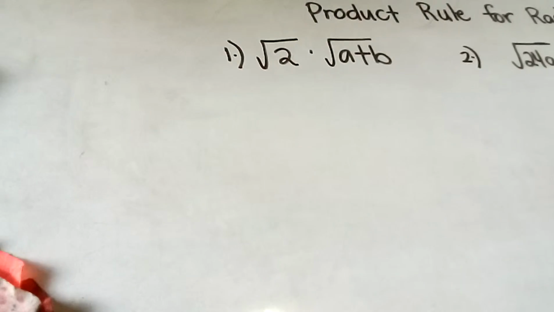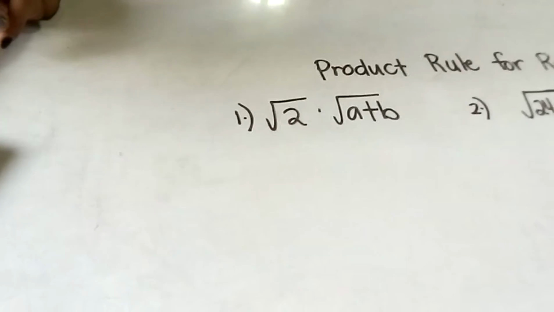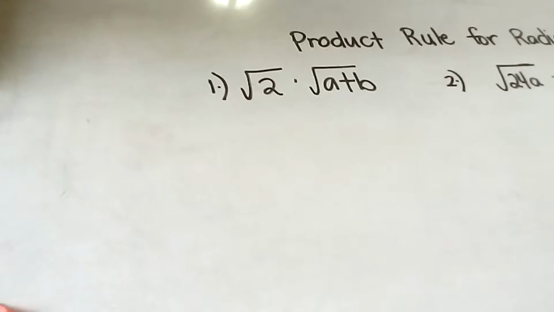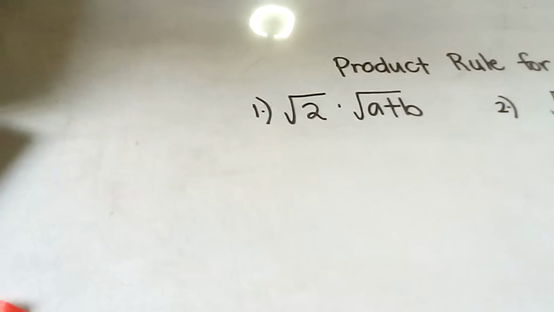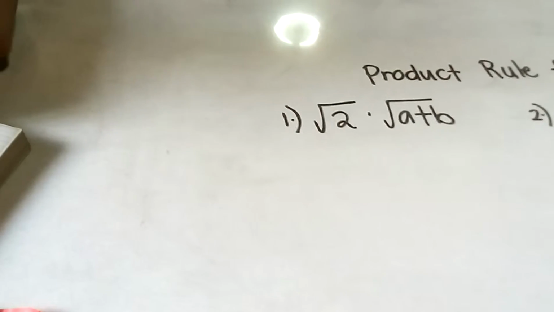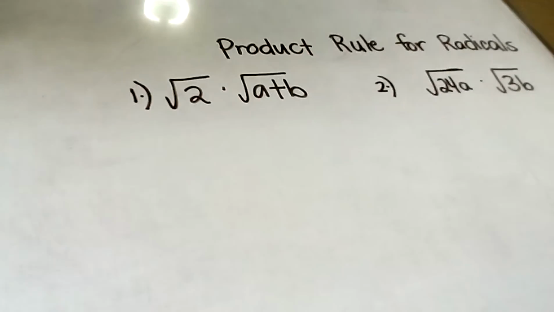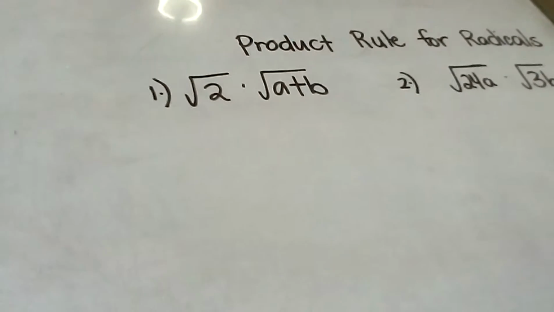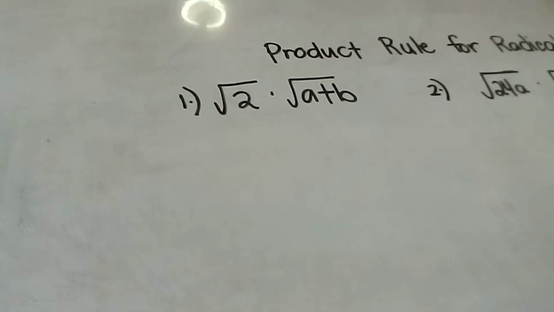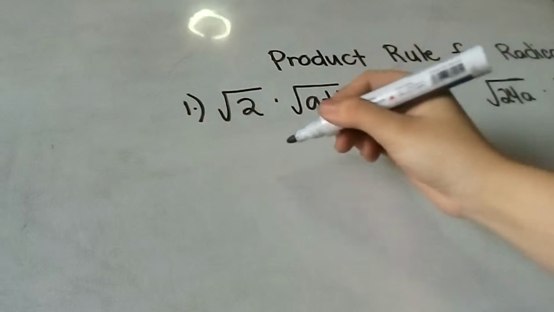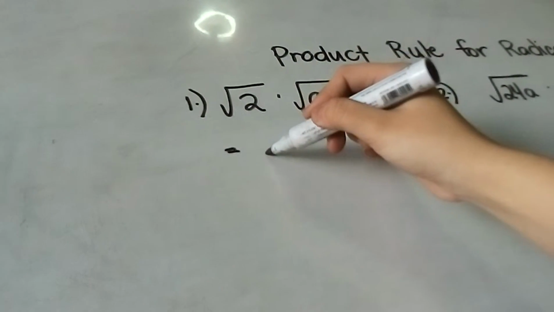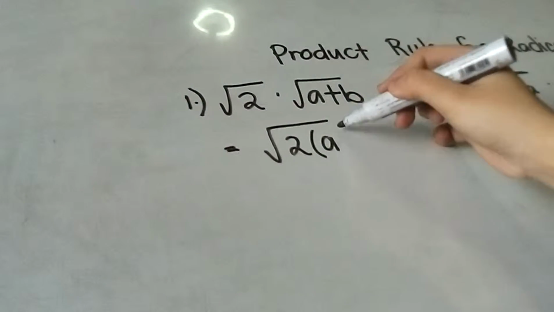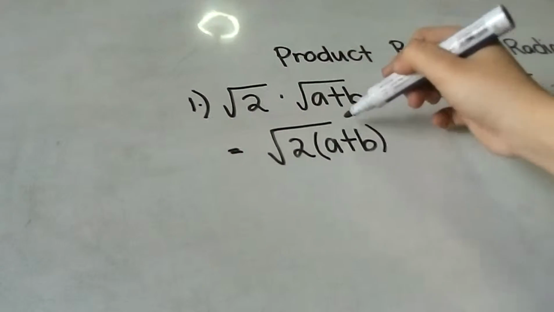Go. Problem number 1 is square root of 2 multiplied by square root of a plus b. In this problem, since it has the same index, we can directly multiply them. So, square root of 2 multiplied by a plus b.